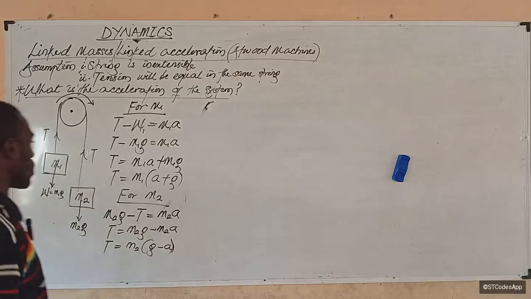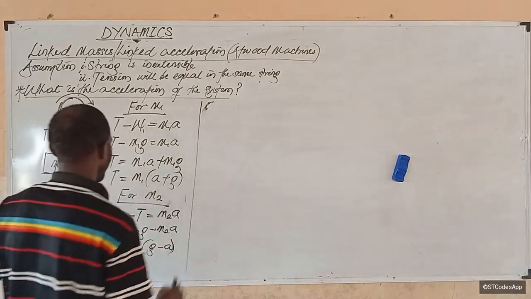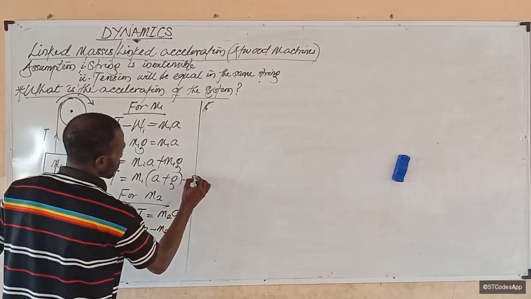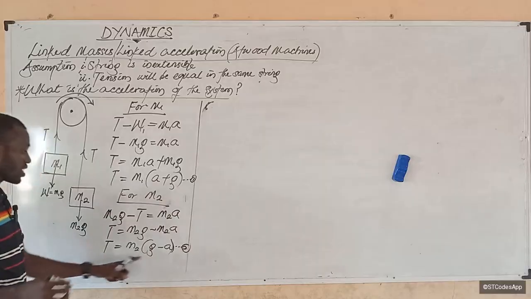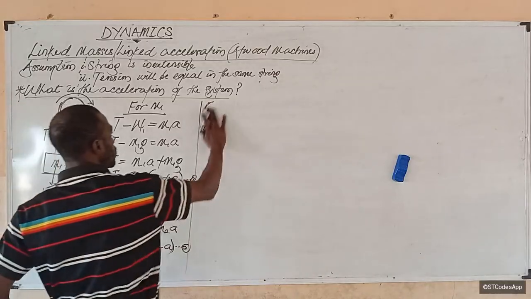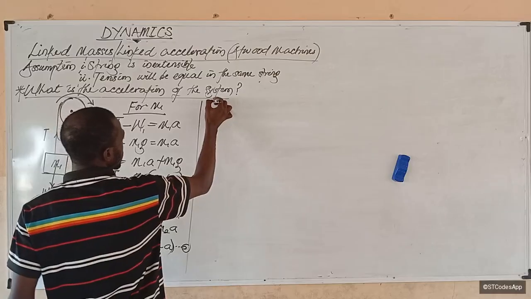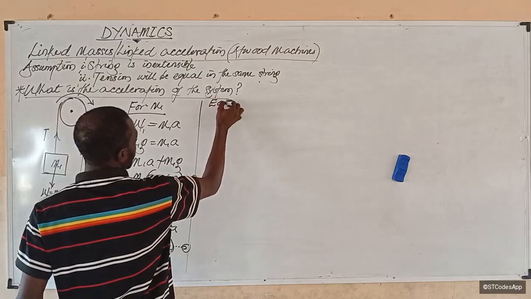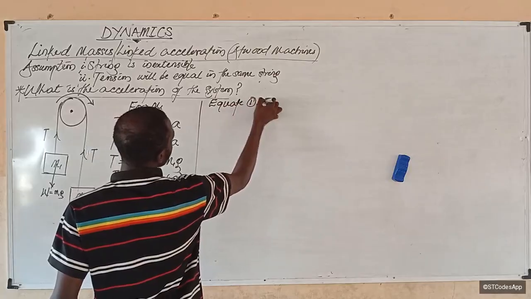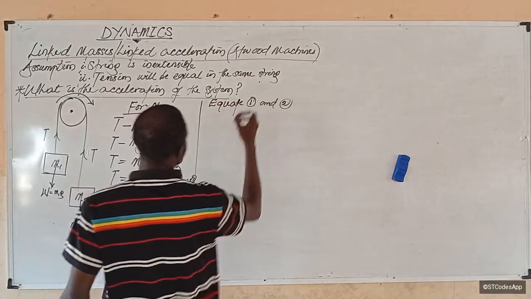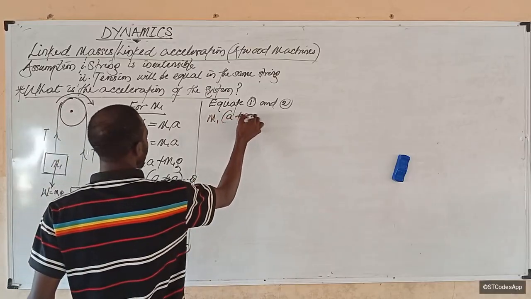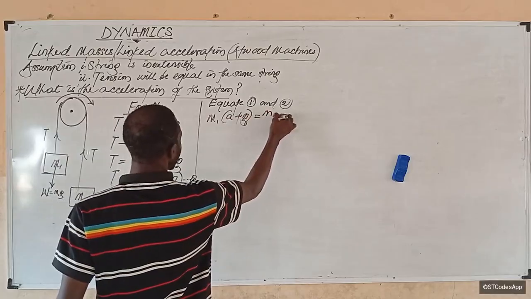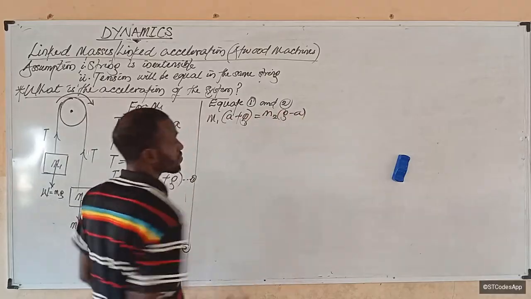All right. So what we'll now try to do is that since in equation 1, we found tension to be this, and in equation 2, we found tension to be this. Since the tension is the same, we equate 1 and 2. So what is 1? 1 is M1A plus G is equal to M2G minus A.